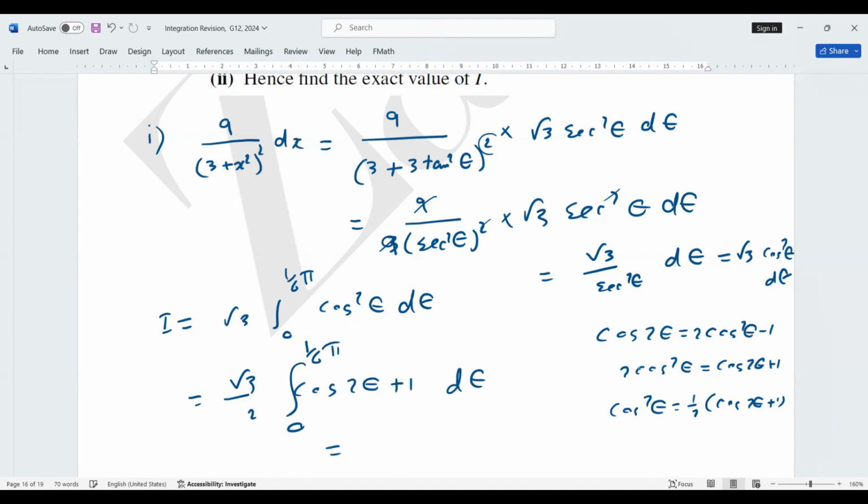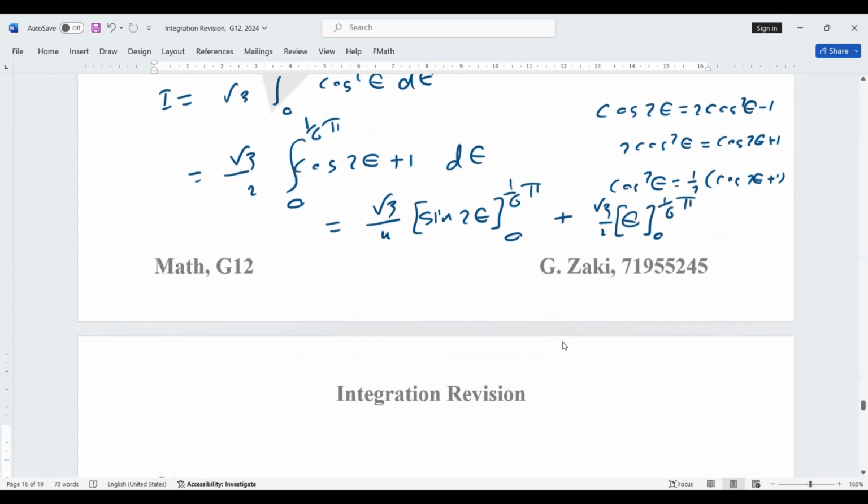Now, the integration of cosine is sine, divide by 2. So it's radical 3 over 4 sine 2 theta, and the limit from 0 to 1/6 pi. Integration of 1 is theta, and the limit from 0 to 1/6 pi. And remember, outside we have radical 3 over 2. Then you can complete the solution. Okay, now, next.